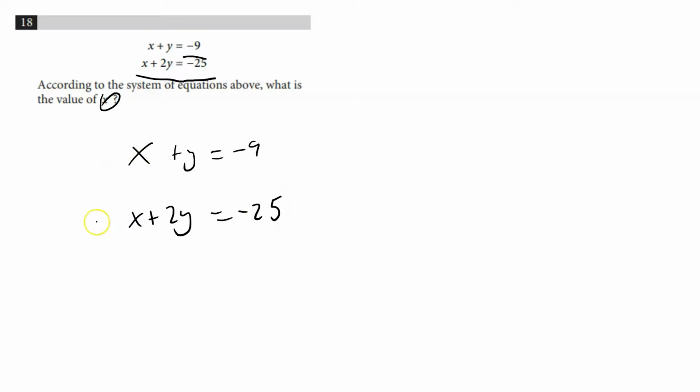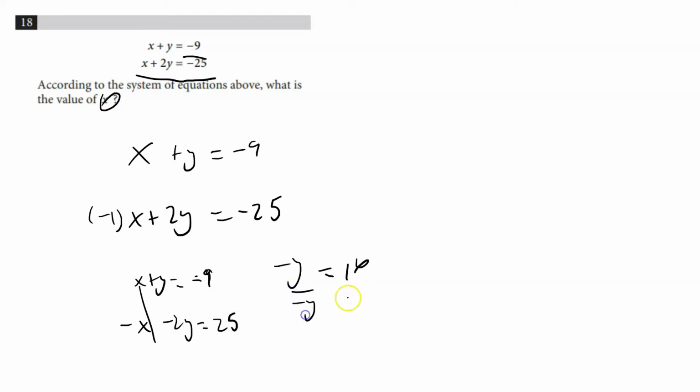Cancel the x using elimination. So we have x plus y equals negative 9 and negative x minus 2y equals 25. Cancel the x here, add these two. So y plus negative 2y is just negative y. So negative y equals negative 9 plus 25. That's the same thing as 25 minus 9, that's just 16. Divide both sides by negative 1. Y equals negative 16. But that's not what we're asked for.